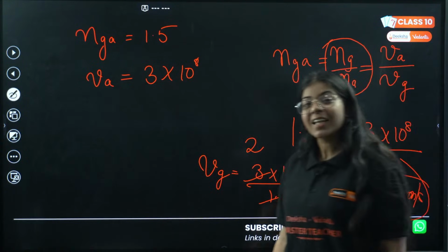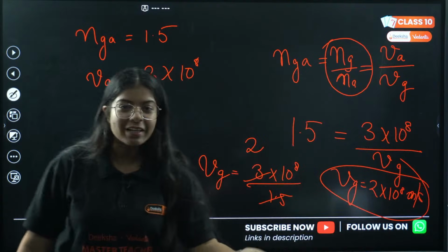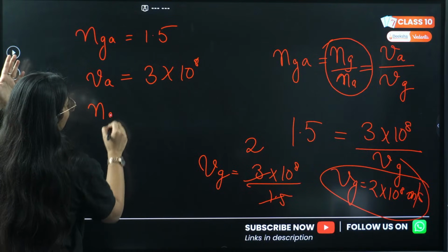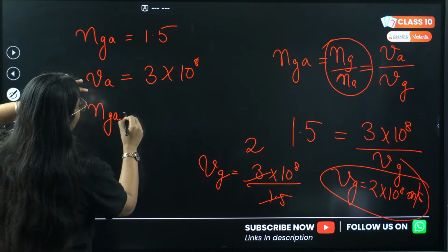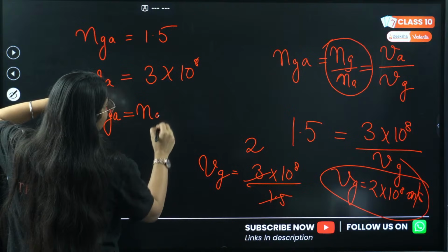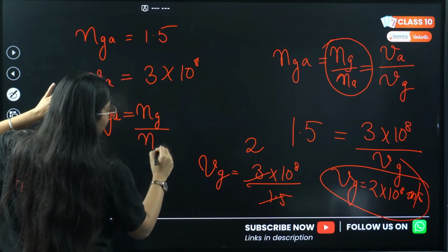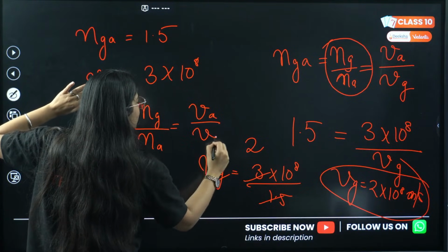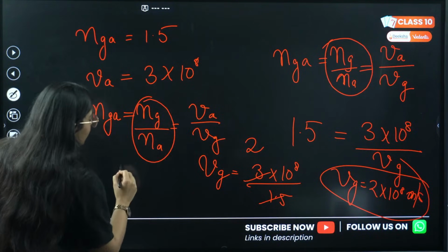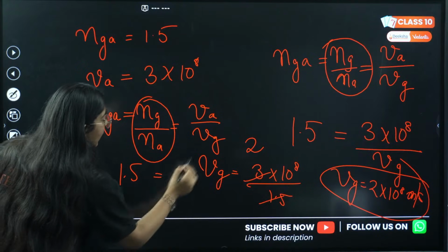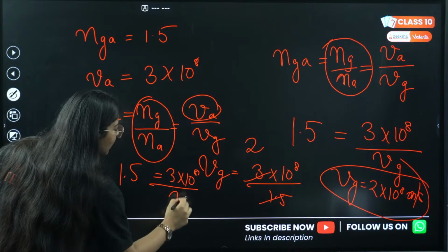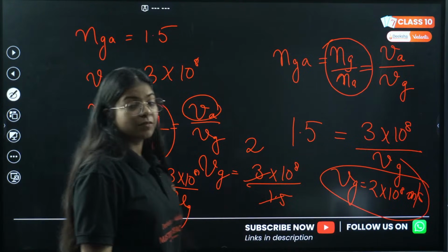The velocity is inversely proportional to refractive index, right? And I wrote everything, guys. Come on. This refractive index of glass with respect to air will be refractive index of glass with respect to refractive index of air, and this will be VA divided by VG, right? And this whole is 1.5 and air is 3 into 10 raised to power 8, divided by this, which is the velocity of light in glass.